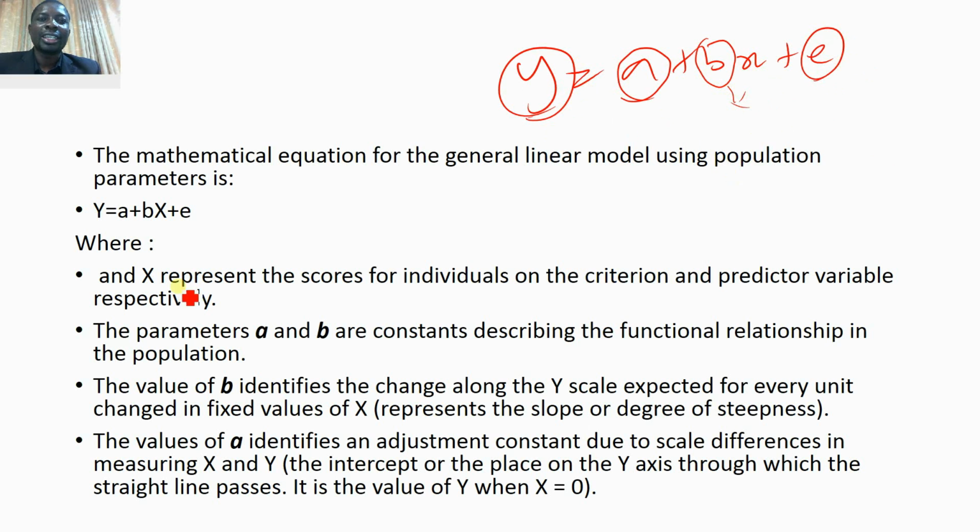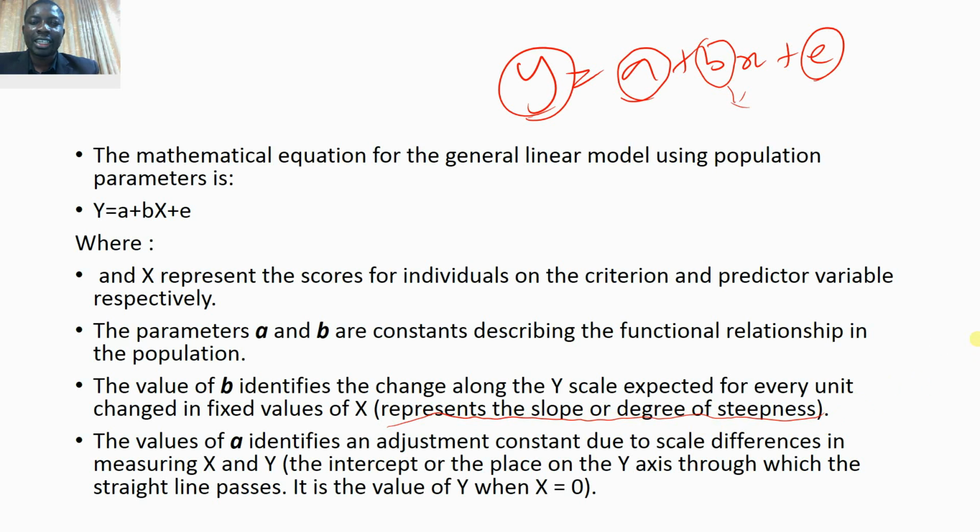So we are saying that x and y represent the scores for individuals on the predictor and criterion variable respectively. So x is now going to predict y, and the parameters a and b are constants describing the functional relationship in the population, and the value of b identifies the changes along the y scale expected for every unit change in a fixed value of x. So normally we say it represents the slope, or degree of steepness.